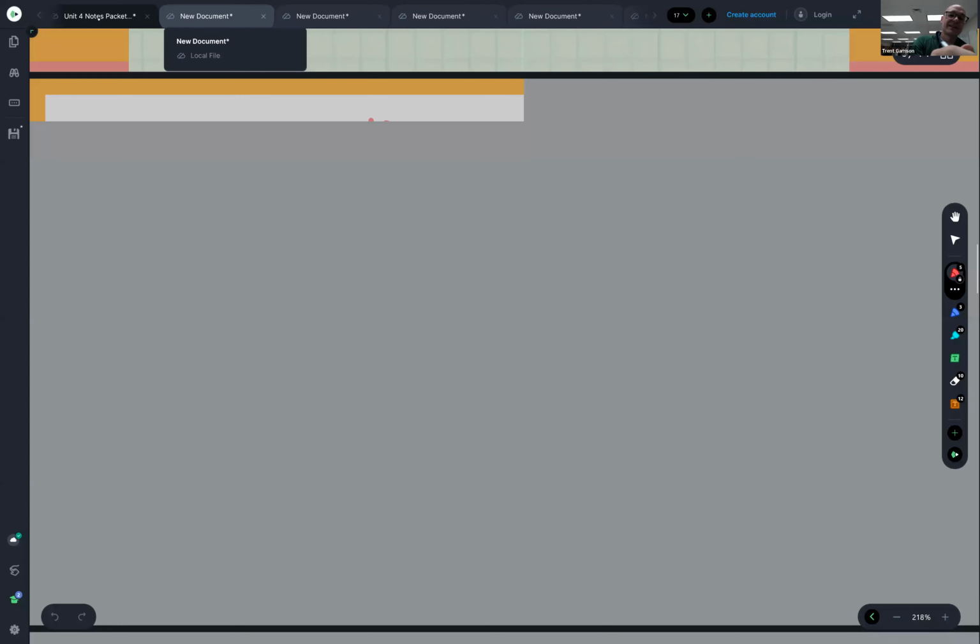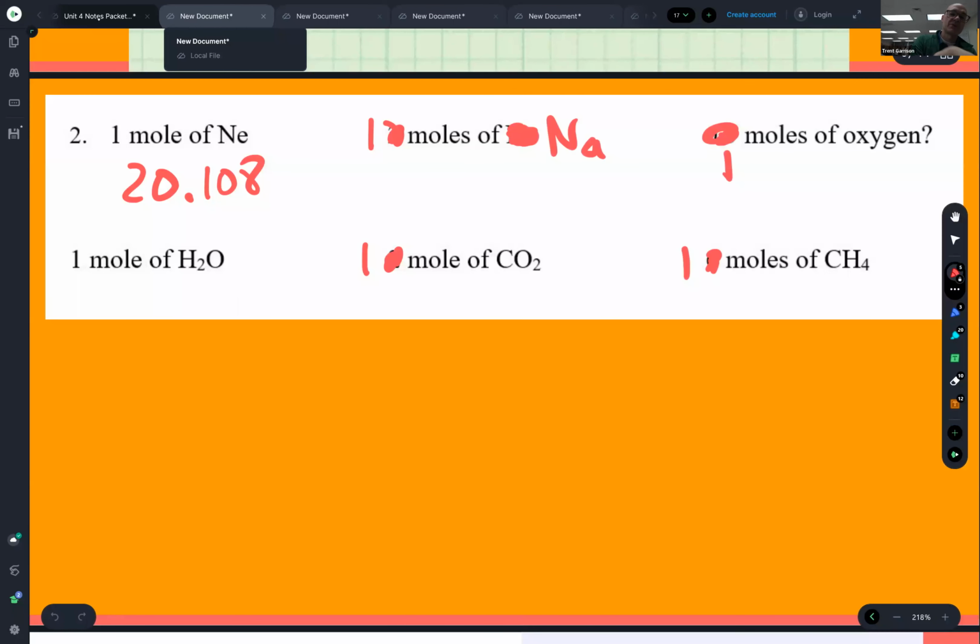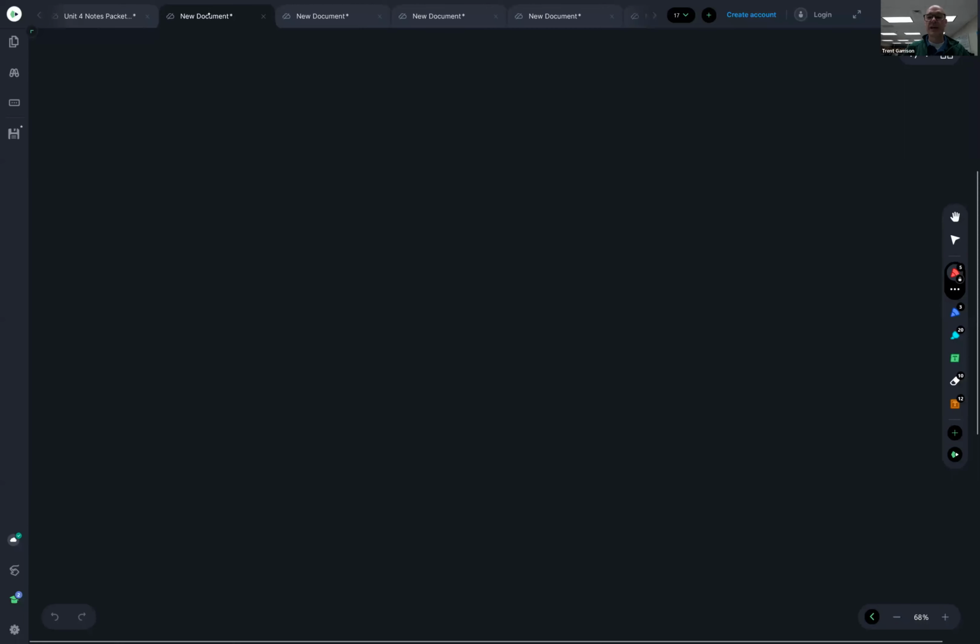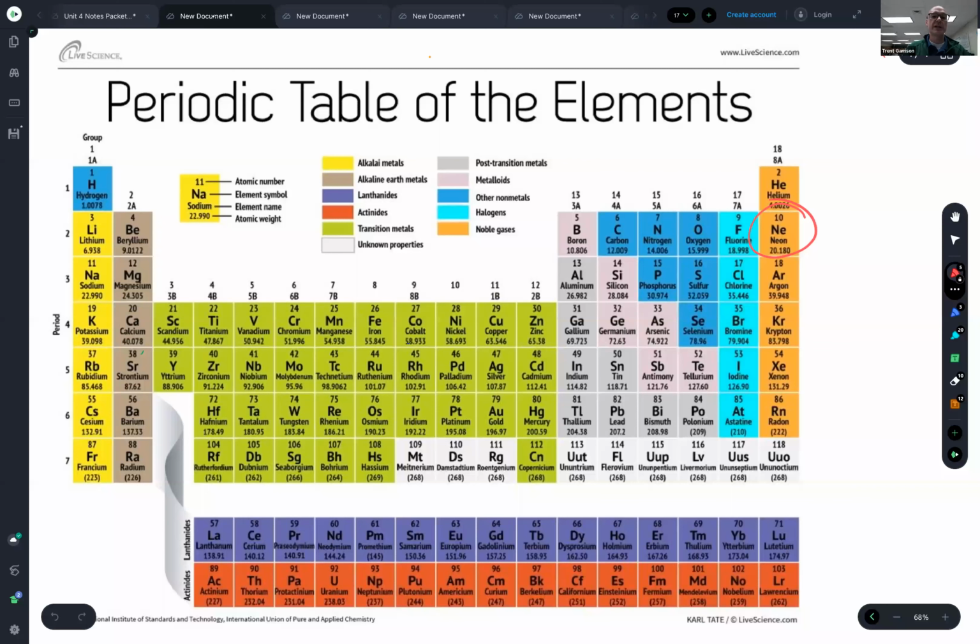20.180. So I dyslexically switched those two numbers, 180. Okay. The units on this are grams per mole. Sodium. Let's go and look up how much sodium weighs. Very simple task again. Sodium's over here, 22.990.